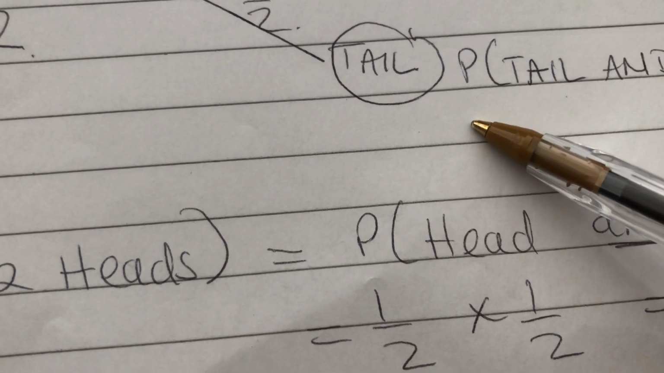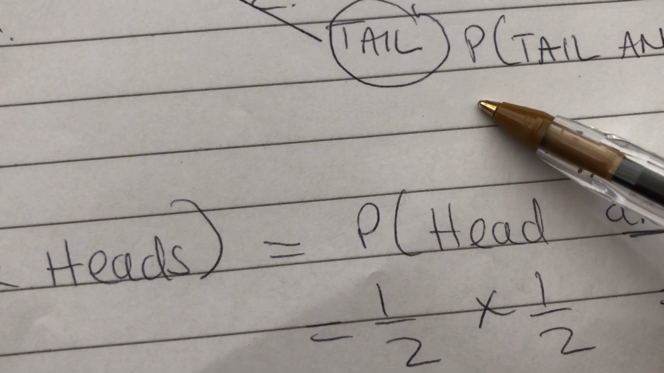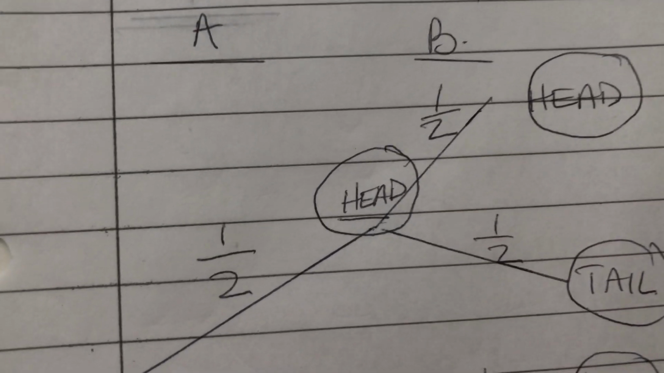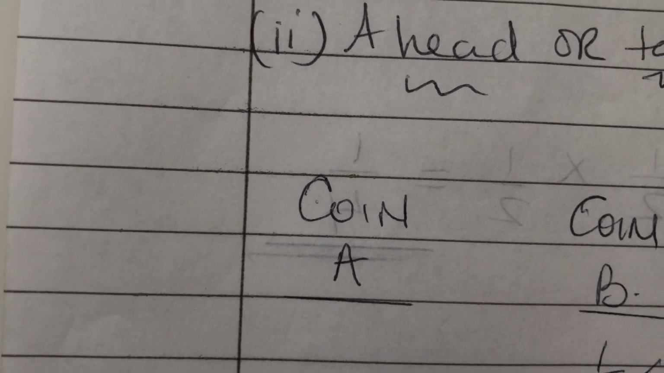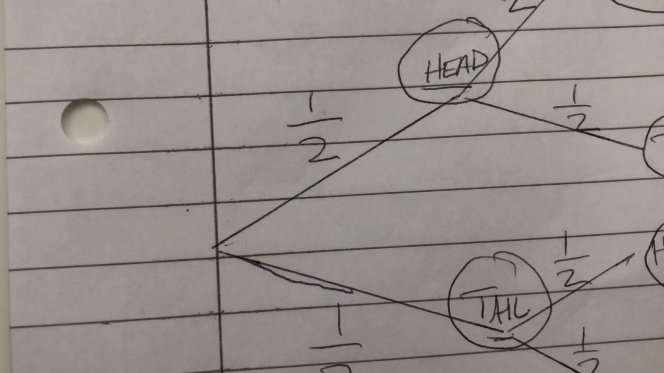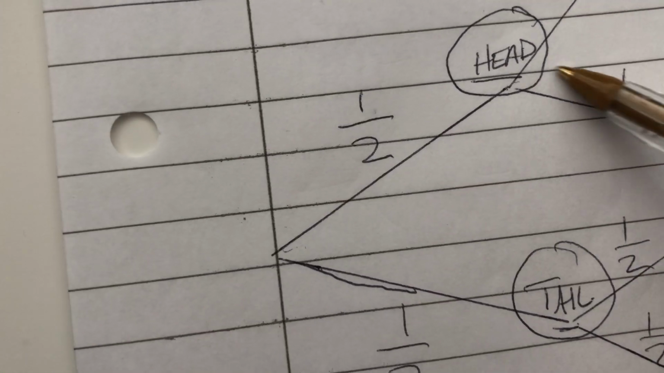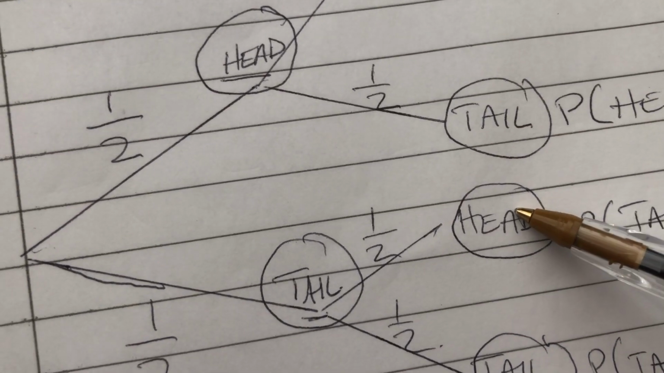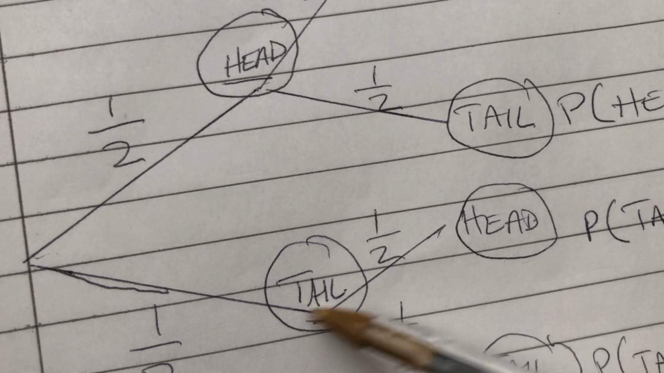Okay. Now the question says, use your tree diagram to find two heads, which is the first line here, head and a head, which is 1/4. Okay. Head and a head is 1/4. Now we have head and a tail in any order. So you can choose head, tail, or tail, head, which is the middle part here. So head, tail, or tail, head. So you choose head and a head, or tail and a head. So you are going to multiply and then you add.